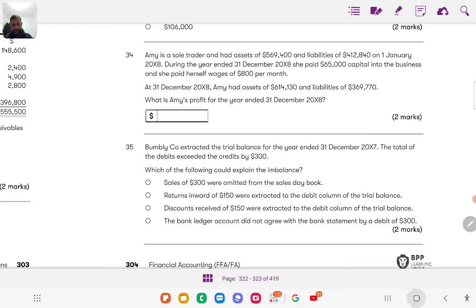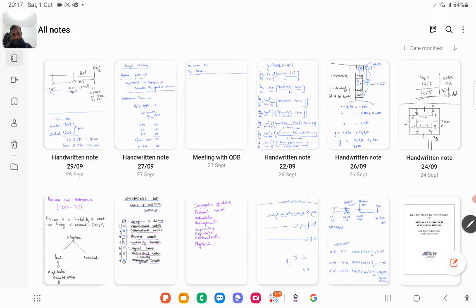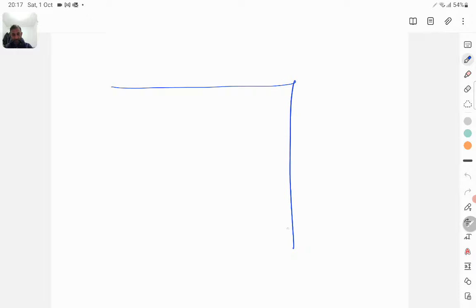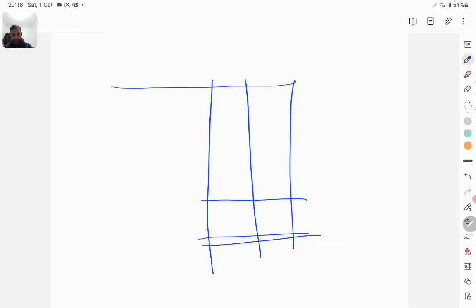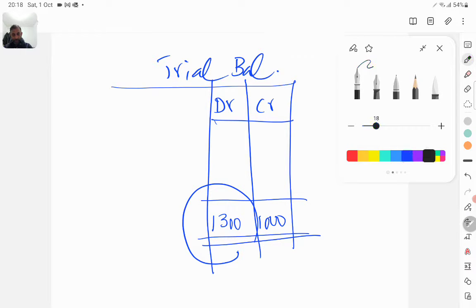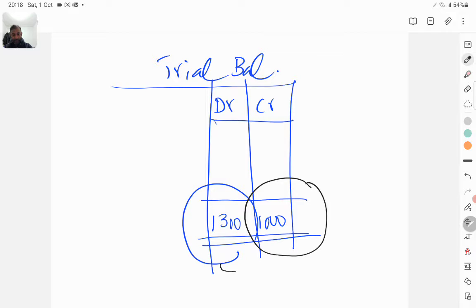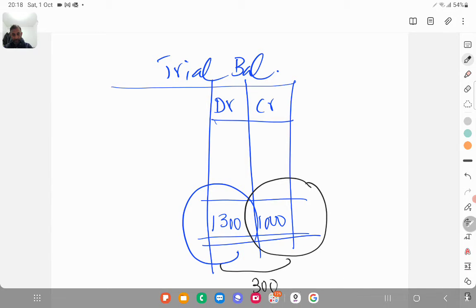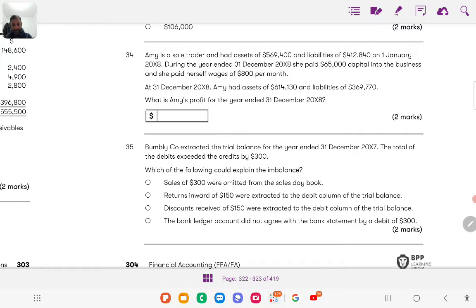Now, if you look into the trial balance, the normal understanding is that if I have a total of the debit side 1300, the credit side total also must be 1300. This is the normal expectation of the trial balance. Whereas in this question what they are saying is that the debit side total is exceeding the credit side total by 300. The difference here is 300. So now we need to find out what could be the reason for this.